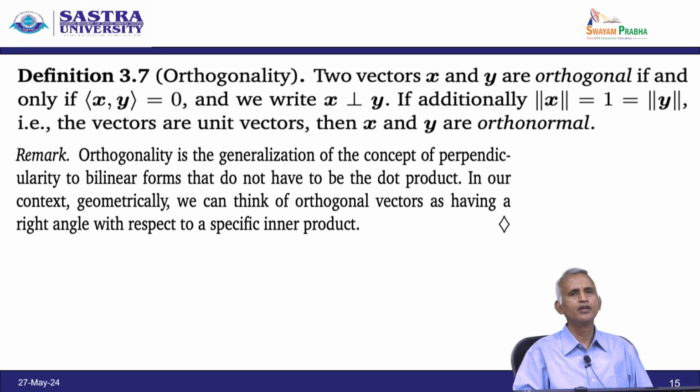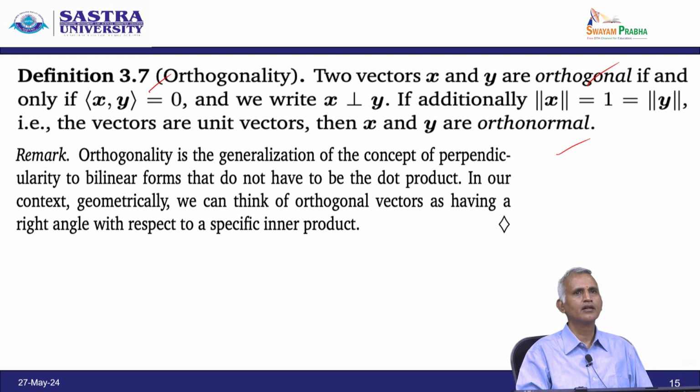Now, we are going to discuss orthogonality. Two vectors are said to be orthogonal if the inner product ⟨x, y⟩ equals 0. So, we write x is perpendicular to y. Additionally, if norm x equals 1 and norm y equals 1, therefore the vectors are unit vectors, then x and y are orthonormal.